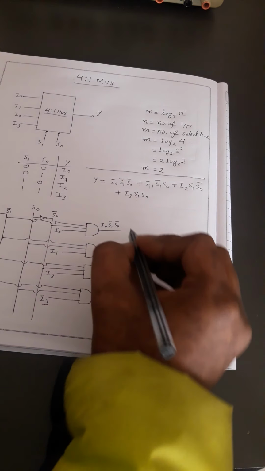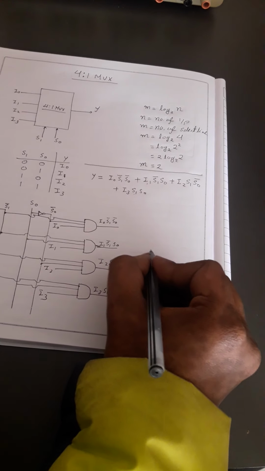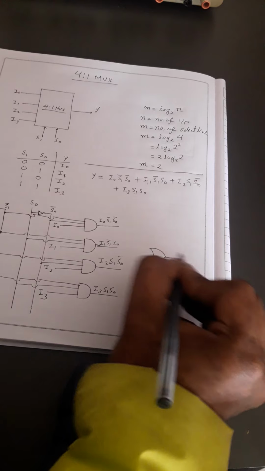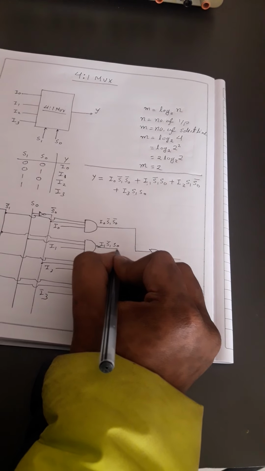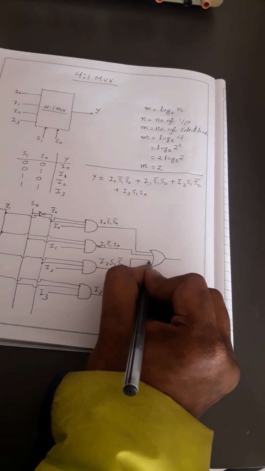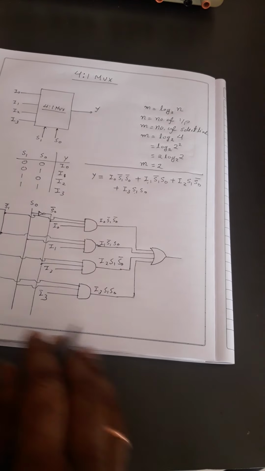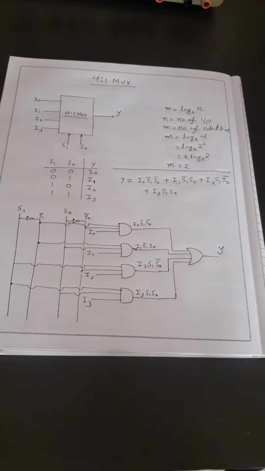So we have collected all the variables over here. Now there is an OR operation, so we can take a 4-input OR gate and connect the outputs of the AND gates over here, so that we can OR all of them. So this is the whole circuit diagram, and here we will get the output, that is Y.